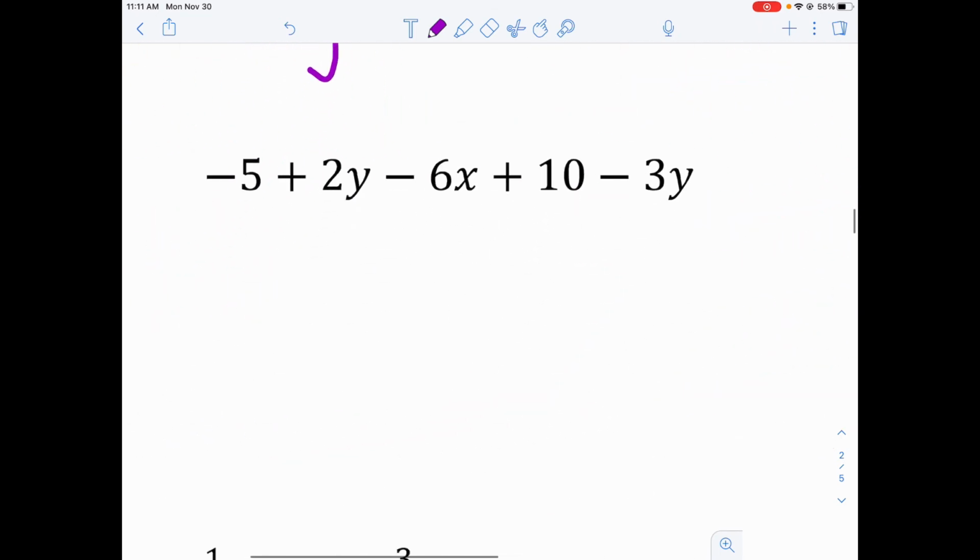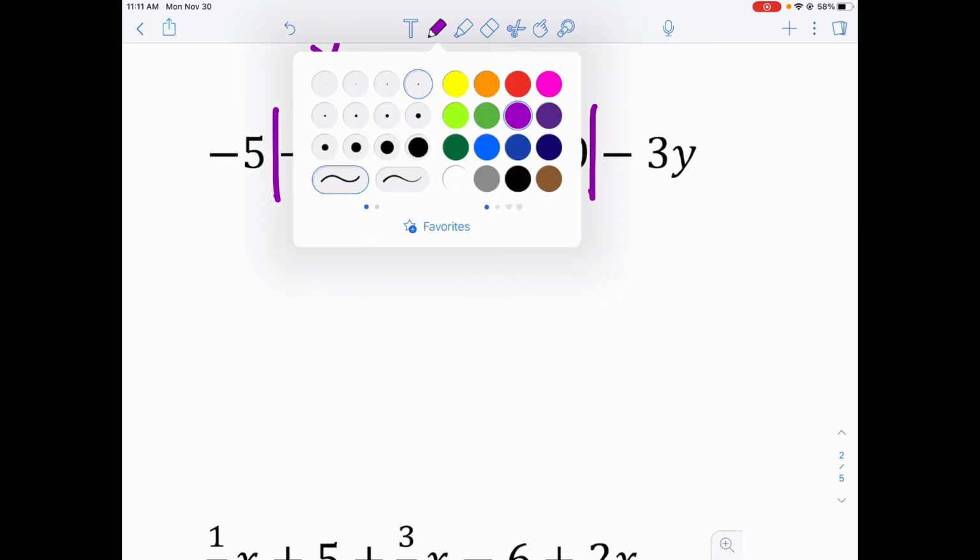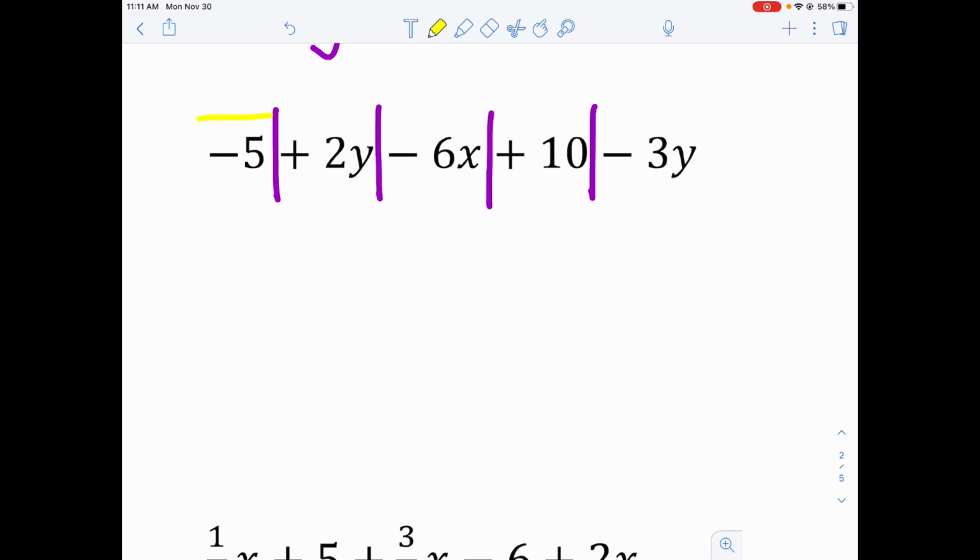Over here, split up our terms. Okay, going through and identifying which ones are like terms. Negative 5 is a constant, so I'm going to give it a box. Looking through, positive 2y, I'm not giving it a box because it's not a constant, it has a variable. Negative 6x is also not getting a box because it is not a constant. Positive 10 is a constant. It is a number with no variable attached, so it gets a box.